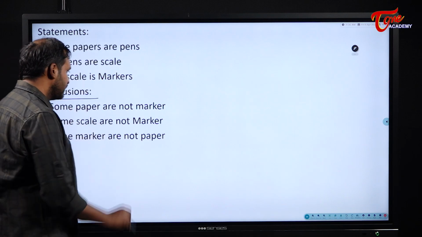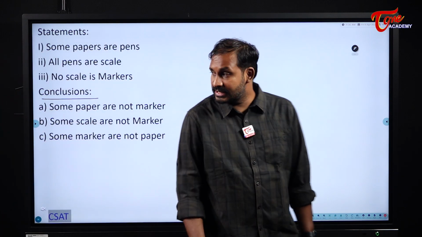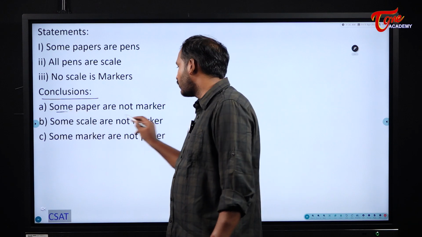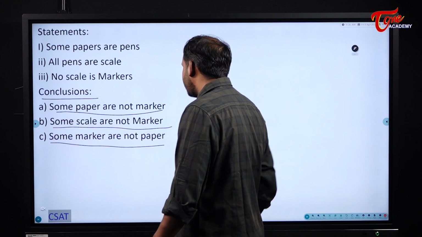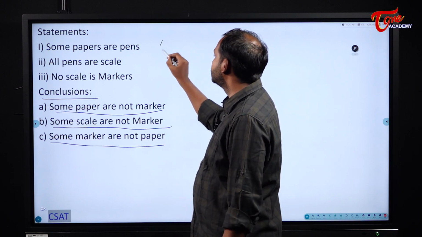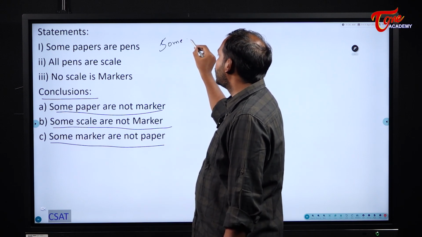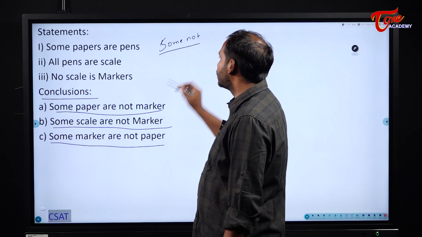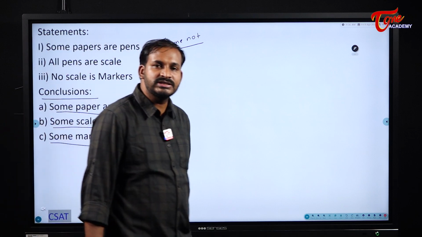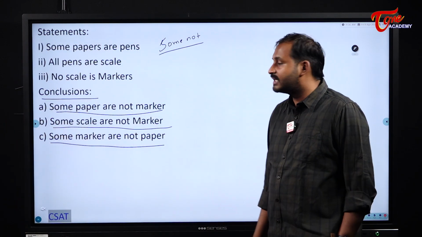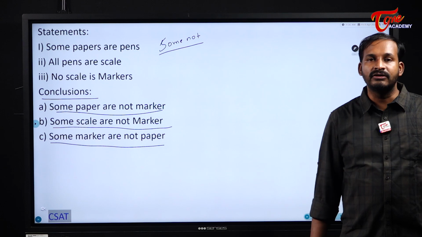Our next set of conclusions is very, very important. Why? Because these are the some-not conclusions. Some paper are not marker. Some scale are not marker. Some marker are not paper. Now we already discussed what the some-not conclusions are. Whether they are positive conclusions or negative conclusions? Definitely, some-not conclusions are negative conclusions.